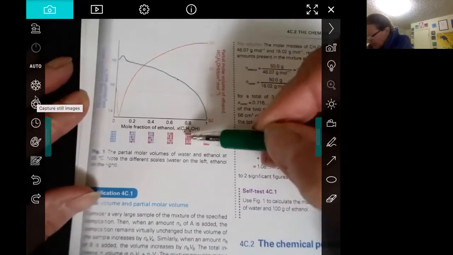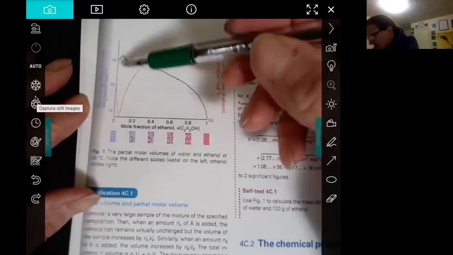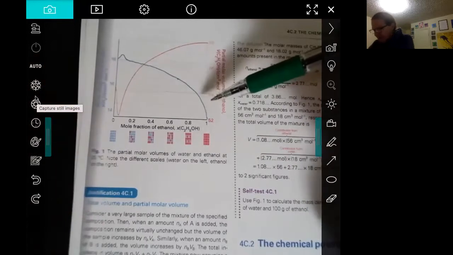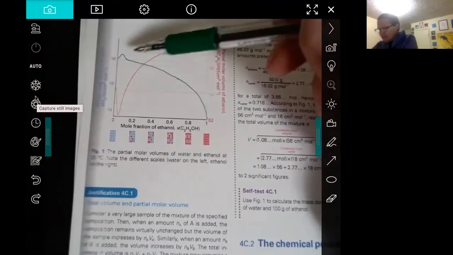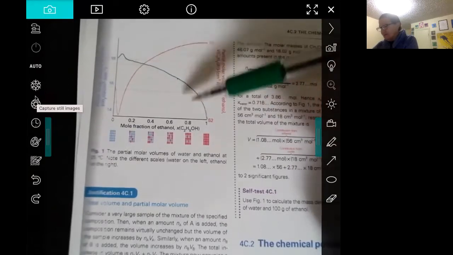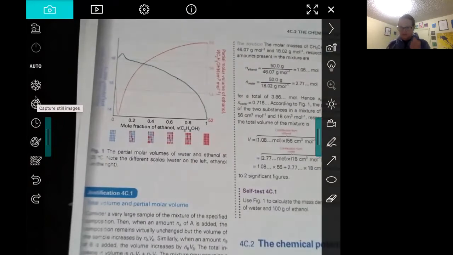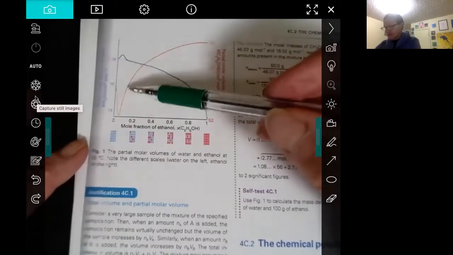So the mole fraction of ethanol, and then the partial molar volume of water and ethanol. The partial molar volume of ethanol is in red, partial molar volume of water I just drew in blue. So notice that the volume changes very differently as the composition changes. So definitely the partial molar volumes aren't constants over this composition change.